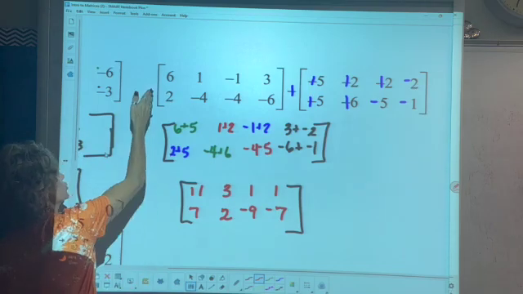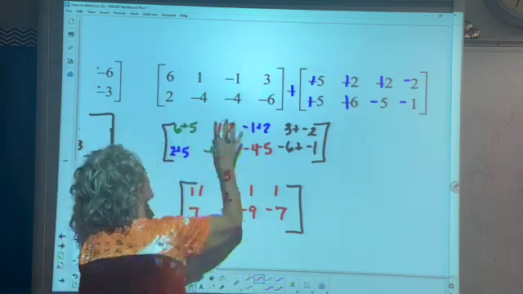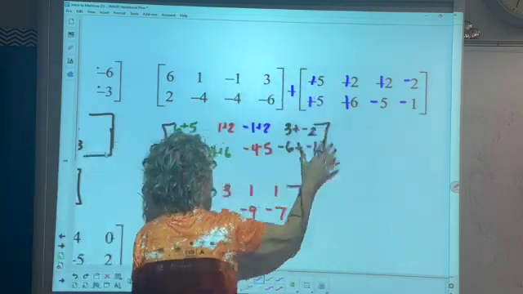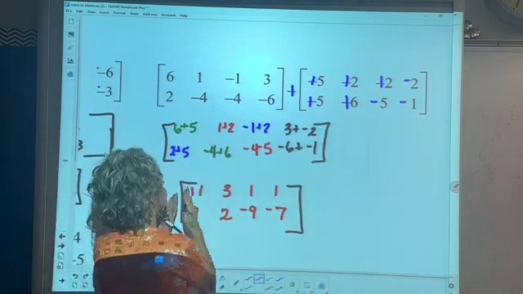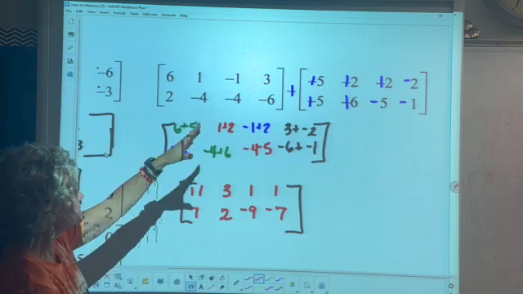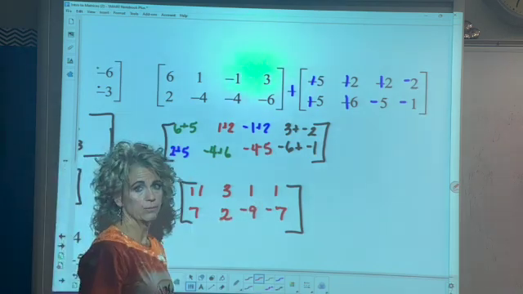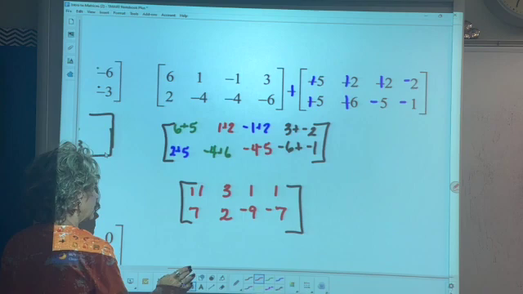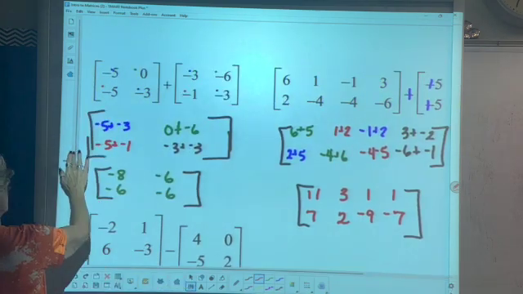So again, 2 rows by 4 columns. I can add or subtract those, and I'm going to get 2 rows by 4 columns as my answer. So 2 by 4 plus a 2 by 4 will yield a 2 by 4. Okay? Now, let's come down here to this one.